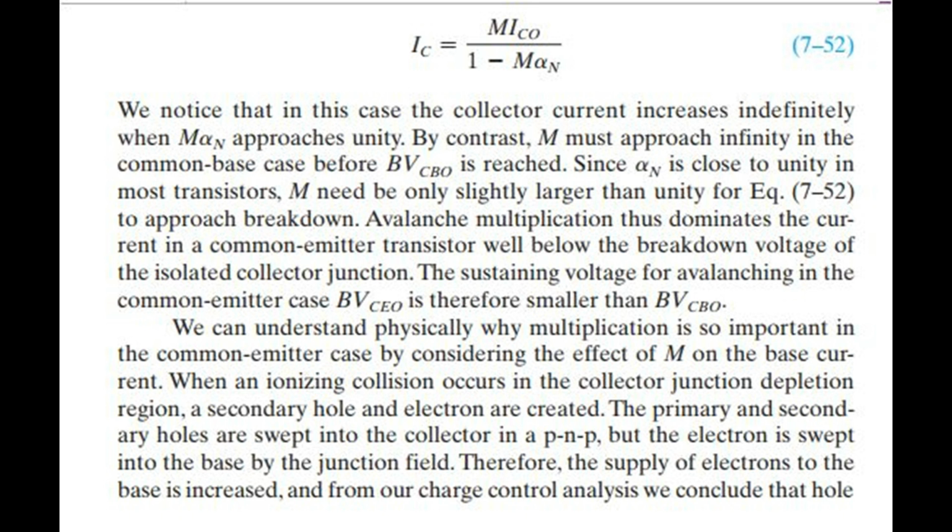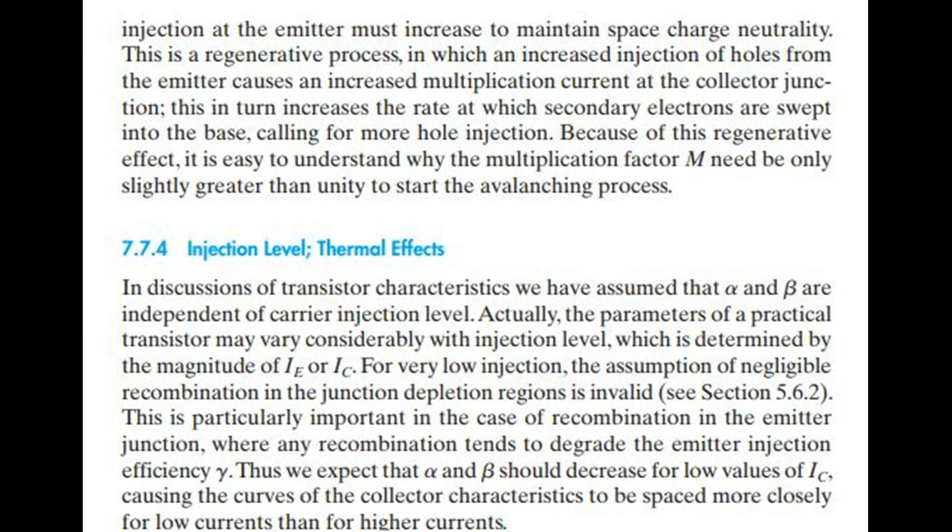Therefore, the supply of electrons to the base is increased, and from our charge control analysis we conclude that hole injection at the emitter must increase to maintain space charge neutrality. This is a regenerative process, in which an increased injection of holes from the emitter causes an increased multiplication current at the collector junction. This in turn increases the rate at which secondary electrons are swept into the base, calling for more hole injection. Because of this regenerative effect, it is easy to understand why the multiplication factor M need be only slightly greater than unity to start the avalanching process.